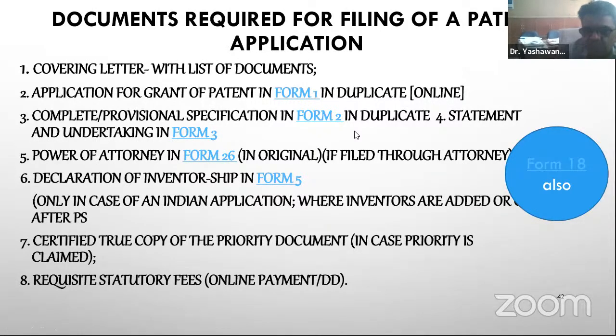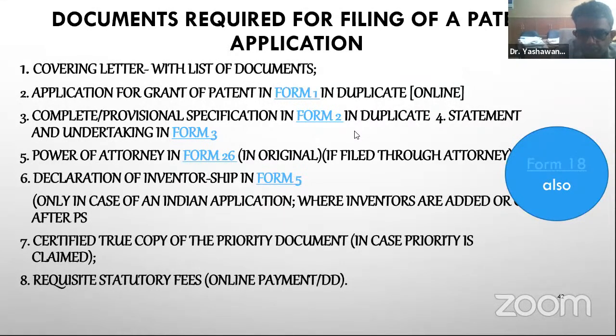One, a covering letter with the request to the controller for accepting your patent application. Then there's a well-drafted form which is called the application form. When you apply for different posts, positions, or courses, you always see some format within which you have to fill in details. So Form 1 is a form where you do assignment of your invention to the applicant. If you yourself are the applicant, then you insert your name as the applicant.